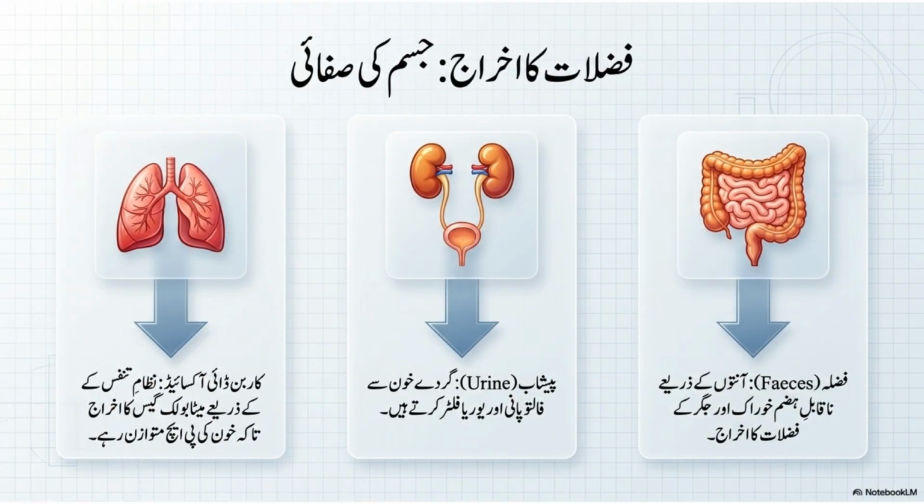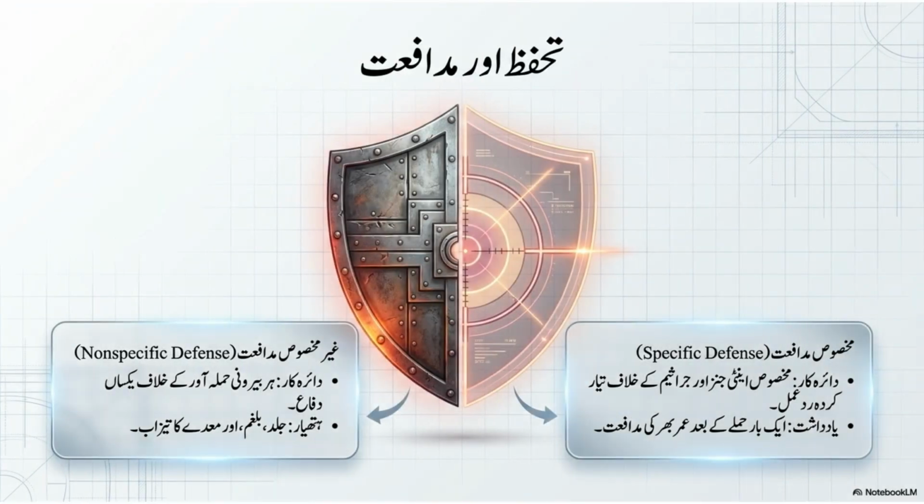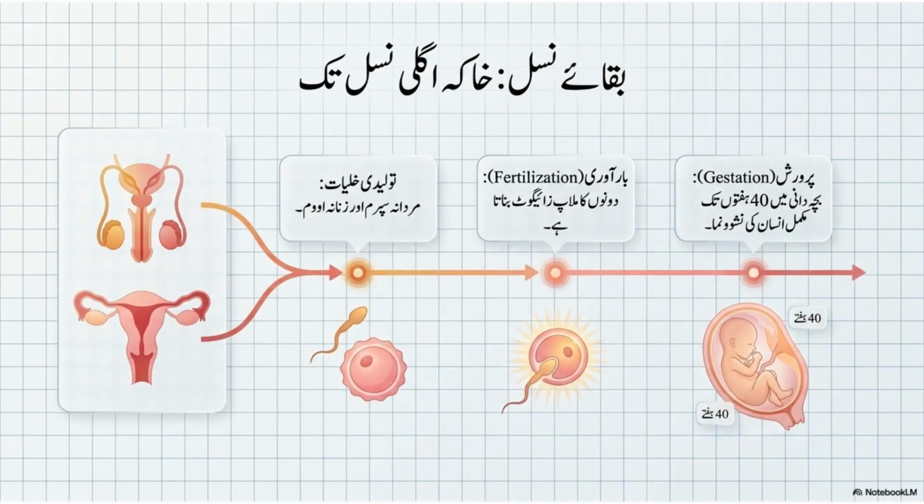Cleaning the body is just as important as fueling it. Waste products are removed through the lungs, kidneys, and the digestive tract to maintain internal health. The body also has defense systems. Non-specific defenses protect against all threats equally, while specific defenses target particular invaders and provide lifelong memory of the threat. Survival also involves perpetuating the next generation through the processes of gamete production, fertilization, and gestation.